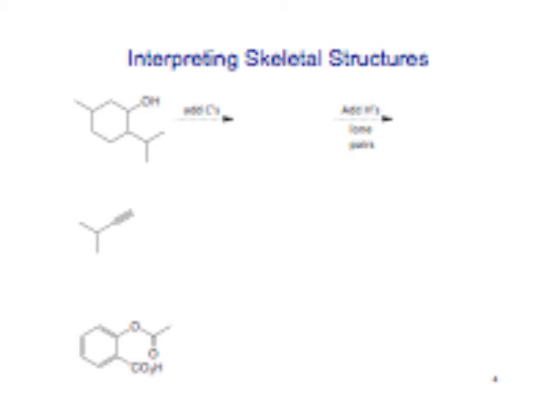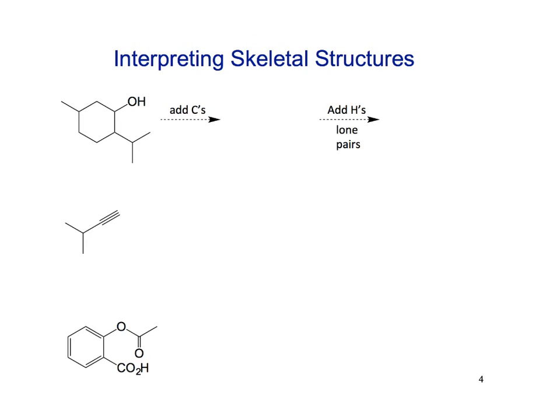To get a little more practice, let's convert some skeletal structures back to Lewis structures. In each of these cases, we're going to start with a skeletal structure over here and convert it to a Lewis structure. So take 2 steps. We won't always have to do these 2 steps, but formally, the first step is to add in the carbons.